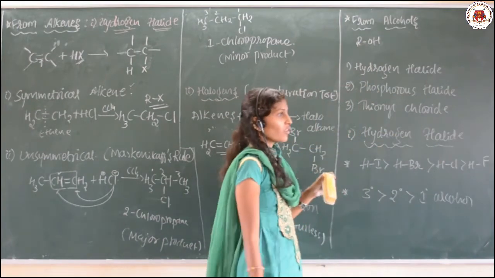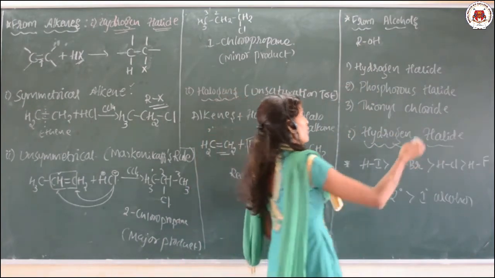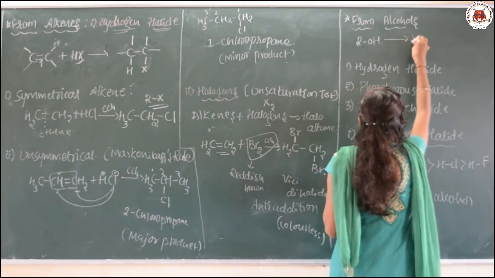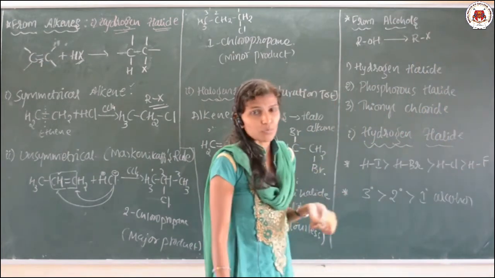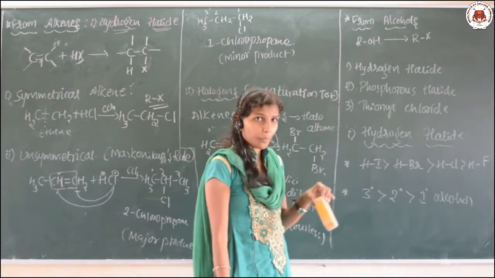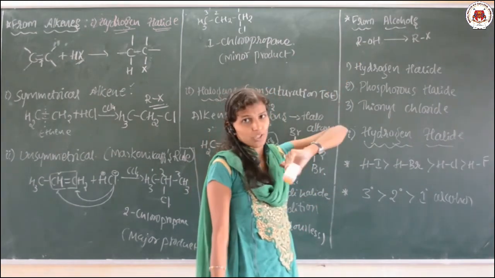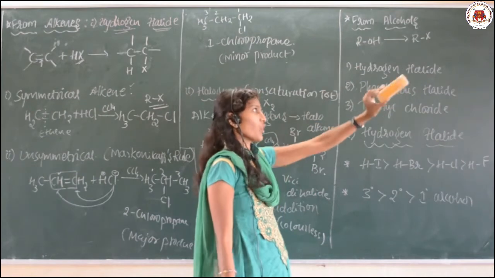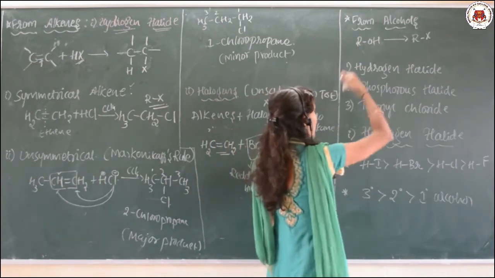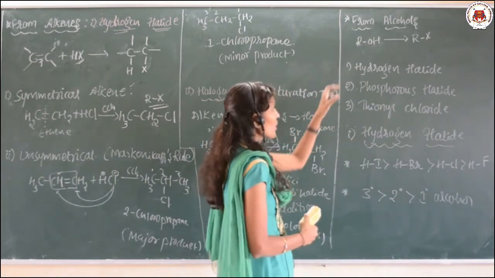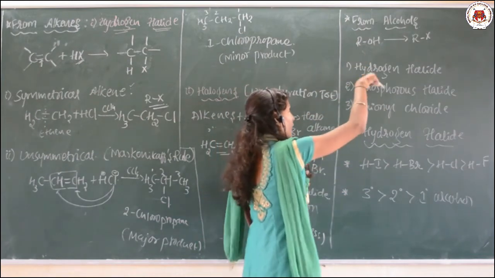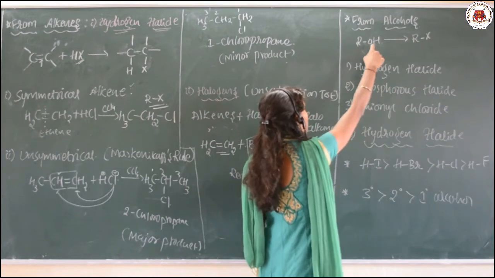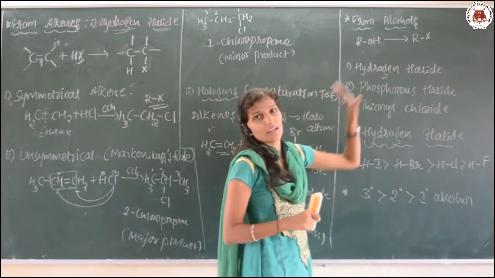This is the general formula of the alcohol. From alcohol we want to prepare the haloalkane, that is RX type of compounds, by using the ROH. Let me tell you, it can be done by using three types of reagent. If I add hydrogen halide to the alcohol, I am going to get the RX.